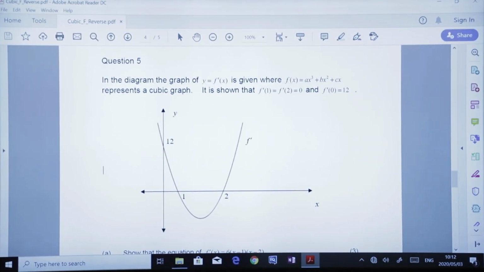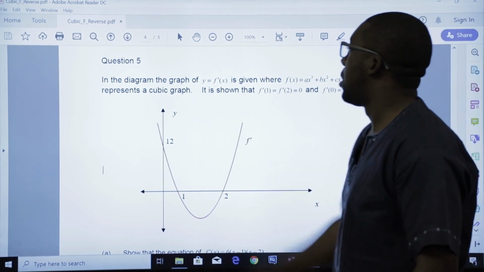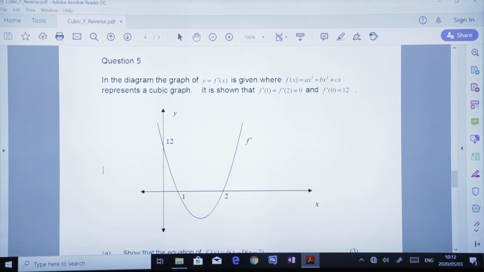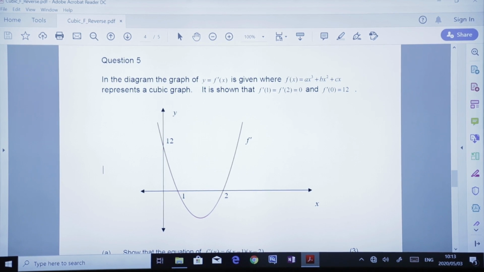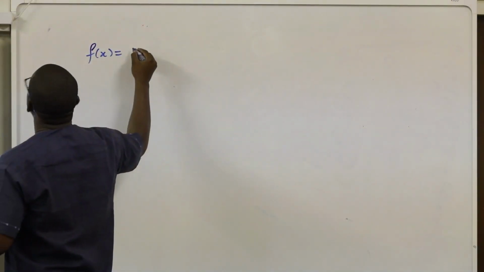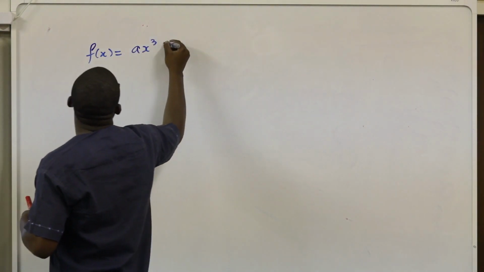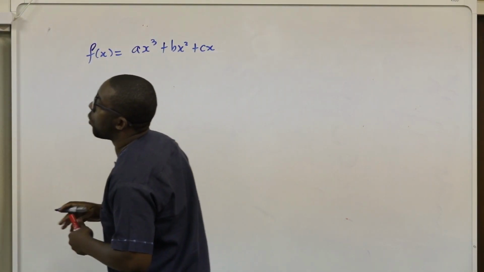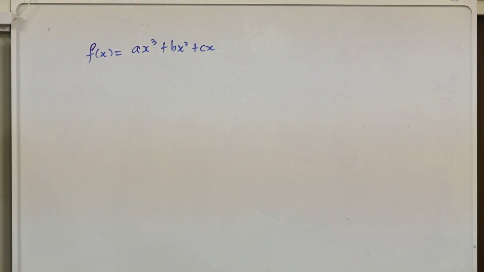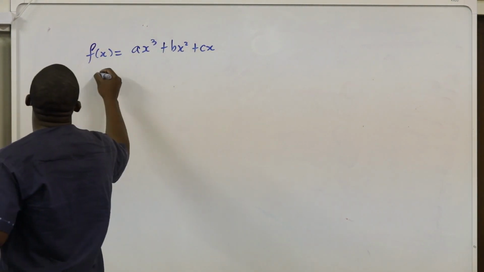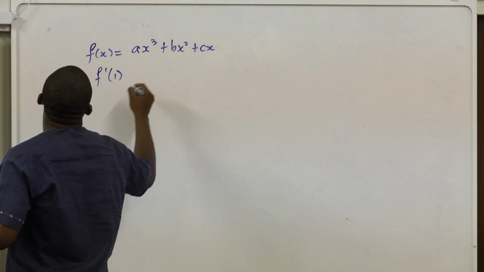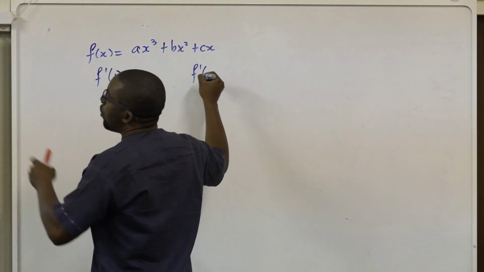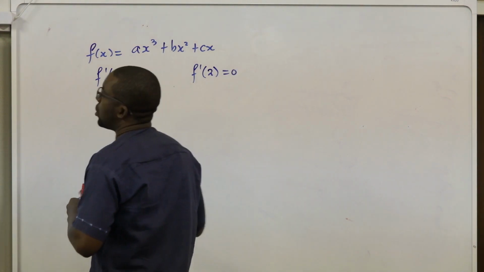The next question. In the diagram, the graph of y is equal to f prime of x is given. This corresponds to an f of x that is equal to ax cubed plus bx squared plus cx. Then we are given f prime of x. It represents a cubic function. It is shown that f of 1 is equal to 0, as well as f prime of 2 is also equal to 0.